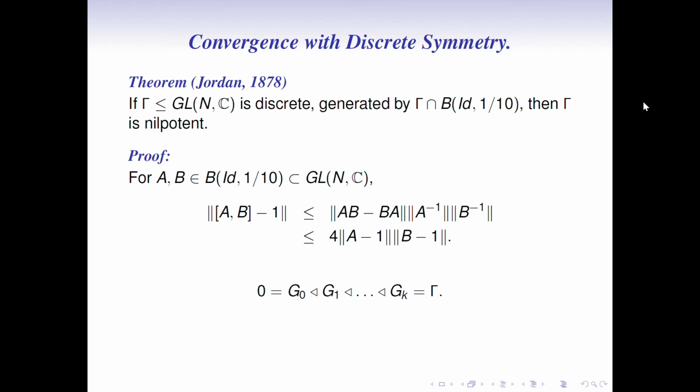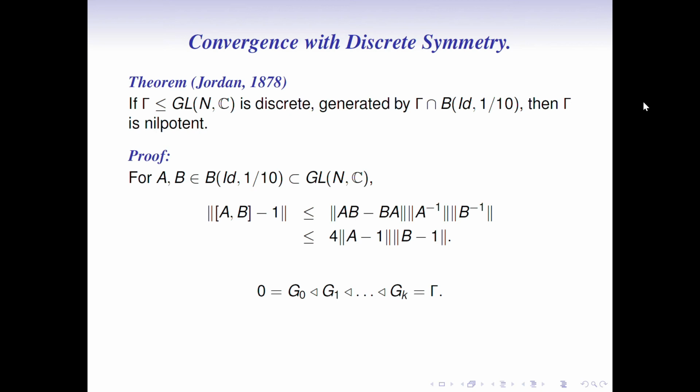For the proof, a quick computation is required, which essentially shows that if we have two matrices A and B close to the identity, then their commutator is even closer to the identity. In other words, if A minus the identity is small, and B minus the identity is small, then the commutator minus the identity is quadratically small. How does this give us nilpotency?